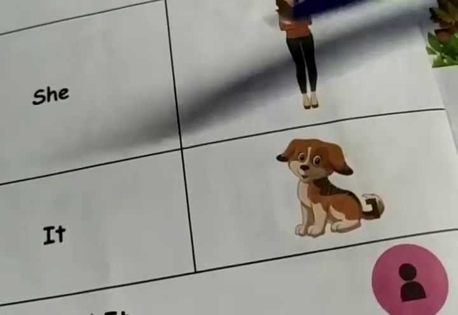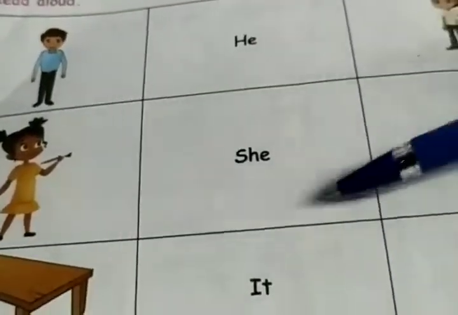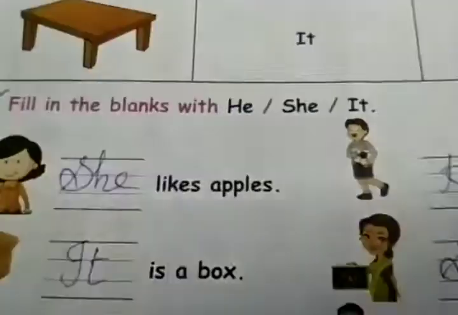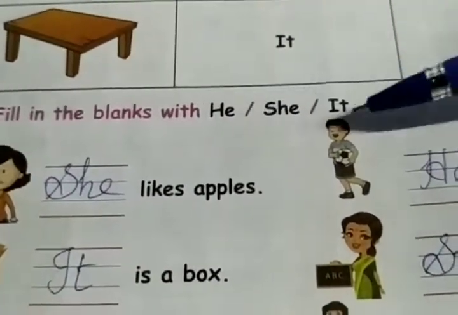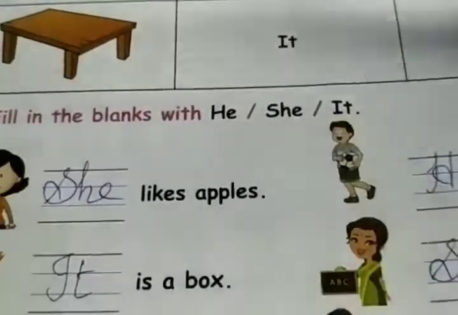She is a woman. Next, it is a dog. Okay, so is it clear? Yeah. So we learned when to use he and when to use she. Yes. So next, fill in the blanks with he, she and it. So we need to see when we use she, when we use he and when we use it.